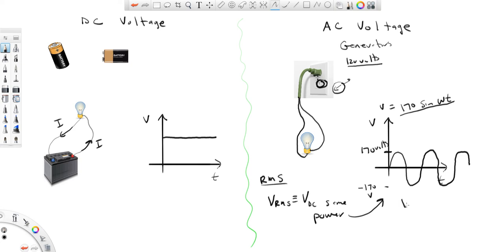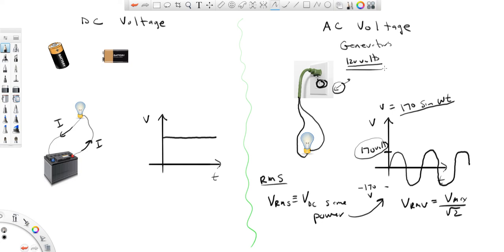And the way you go back and forth between your RMS voltage and your peak voltage is this. Your RMS voltage is equal to your peak voltage, or I like to say your max voltage, divided by square root of 2. If you take the 170 volts, divide by the square root of 2, you're going to get something right around 120, probably 118, something like that. So that's what the 120 is. It's an average voltage, averaged by power generation.